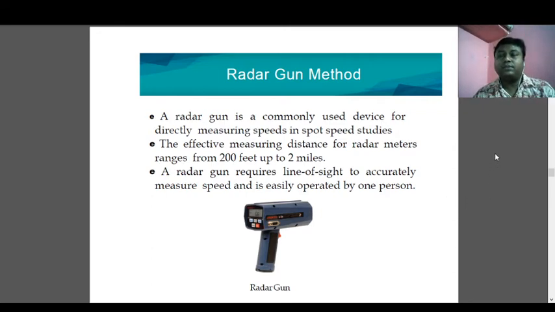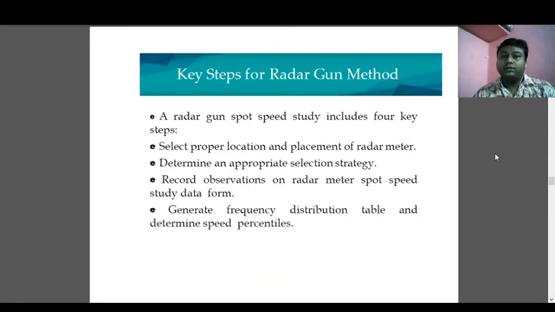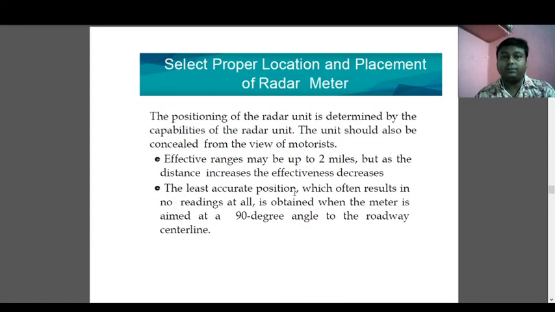Line of sight means it should be free from any obstruction. The key steps of the radar gun method: a radar gun spot speed study includes four key steps. Select the proper location and placement of the radar meter. I have already discussed how to select the proper location. Determine an approach for selection strategies. Record observations on the radar meter spot speed study data form, generate a frequency distribution table, and determine the speed percentiles. In this frequency distribution table you have seen that for a particular speed range there is this number of vehicles moving.